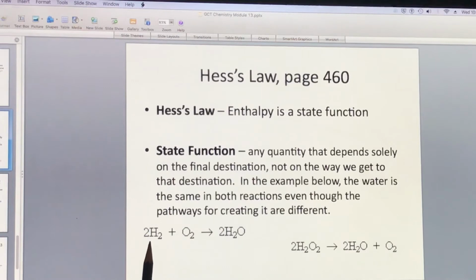So here you have a formation reaction of hydrogen and oxygen to make the water. And then here you have a decomposition: hydrogen peroxide breaking down into water plus oxygen gas. And yet we still have these two water molecules, and they both have the same properties in terms of the energy that's stored in them.